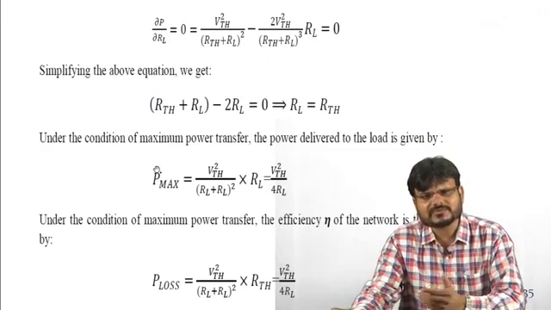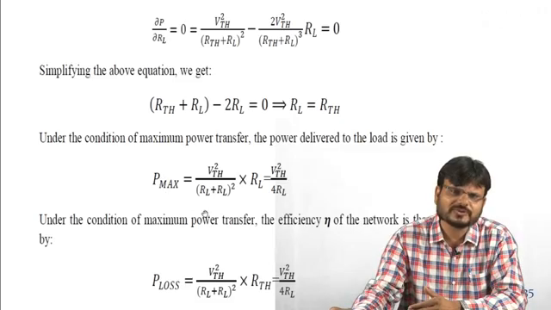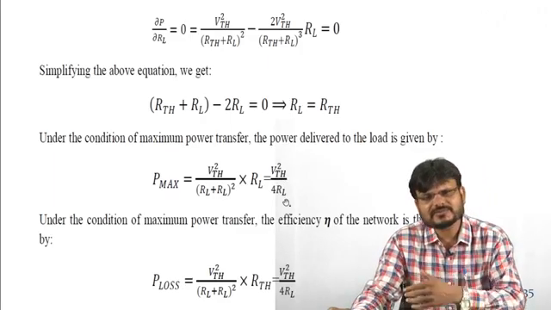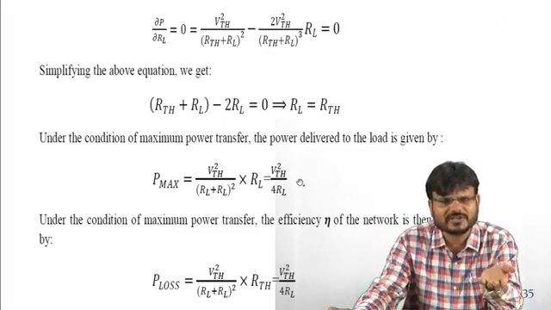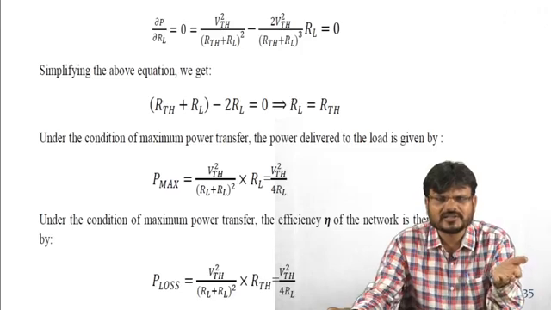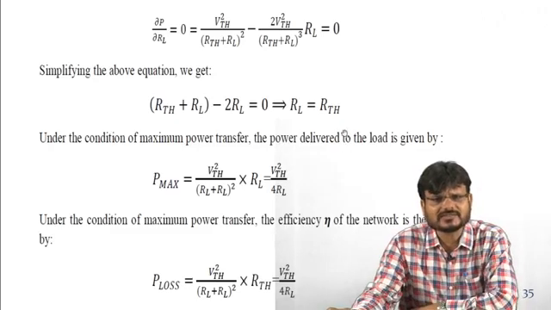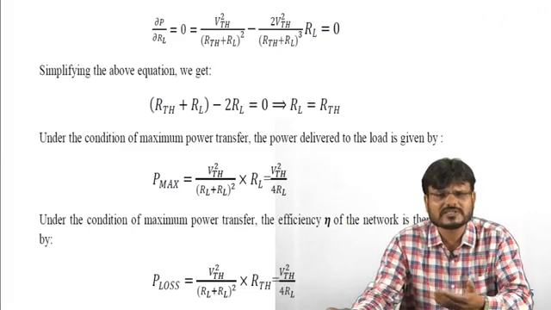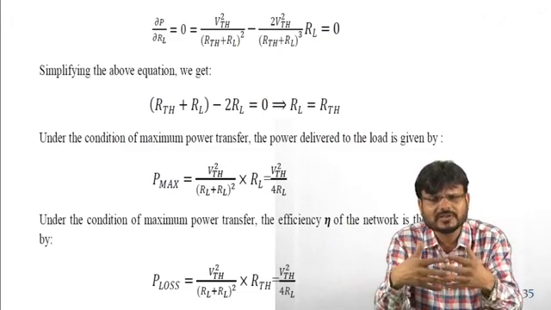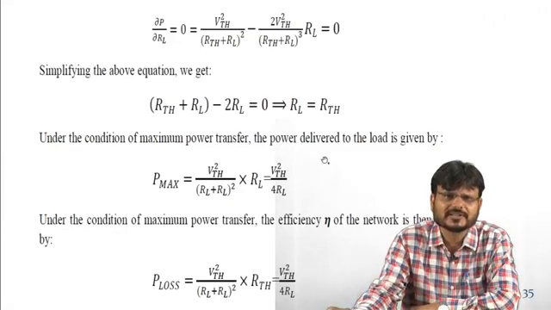So if any numerical comes and it asks you to find the maximum power transfer from source to load, the formula is P max is equal to BTH square upon 4RL. That means to calculate this maximum power, you have to find the parameter BTH, the Thevenin voltage, which is the open circuit voltage across the two terminals. And RTH is the Thevenin resistance, or the equivalent resistance looking from two terminals into a network, while all independent energy sources are replaced by their internal resistances.